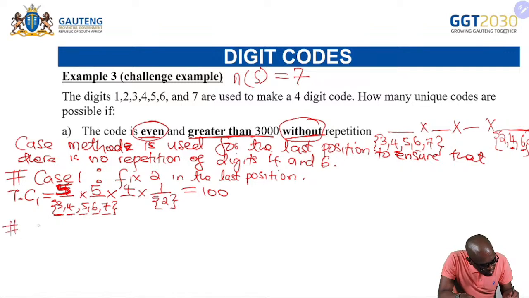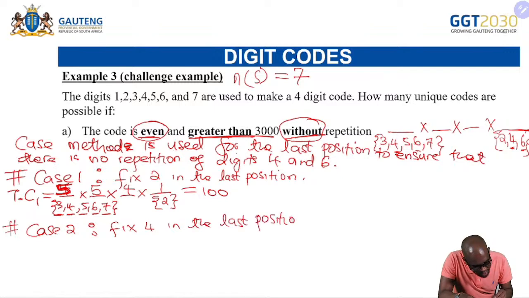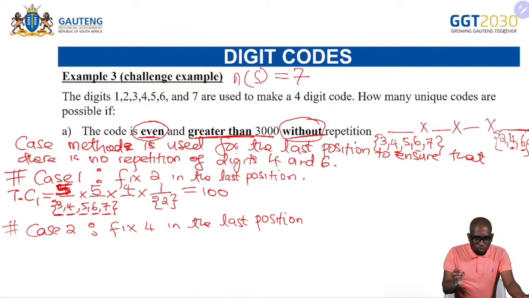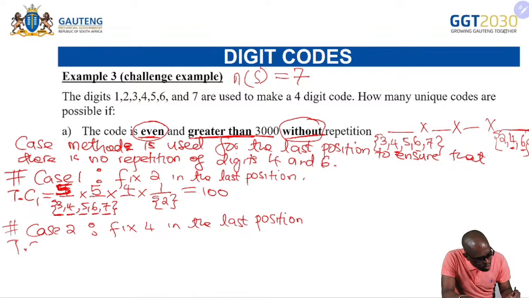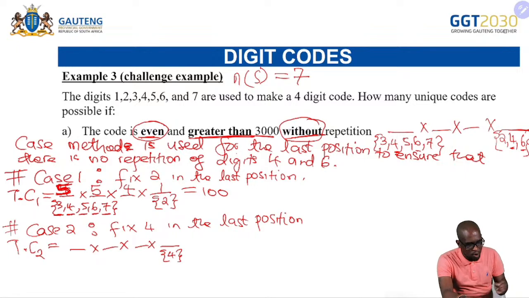Now, the second case, case 2, I'm going to fix now the number 4 in the last position. Remember, I said you fix these numbers one by one. So I could not take the leading variable because I had 5 numbers, which means I was going to have 5 different cases. So to reduce the number of cases, I'll use the last position. So if I fix 4 in the last position, the total code for case 2 would be given by 1, 2, 3, 4. Here I'm fixing 4. How many options do I have of having a 4?